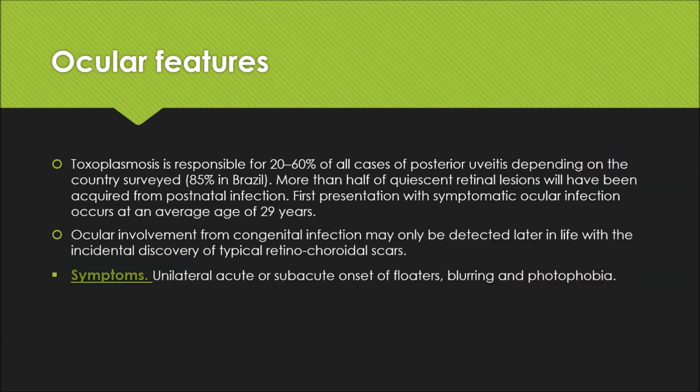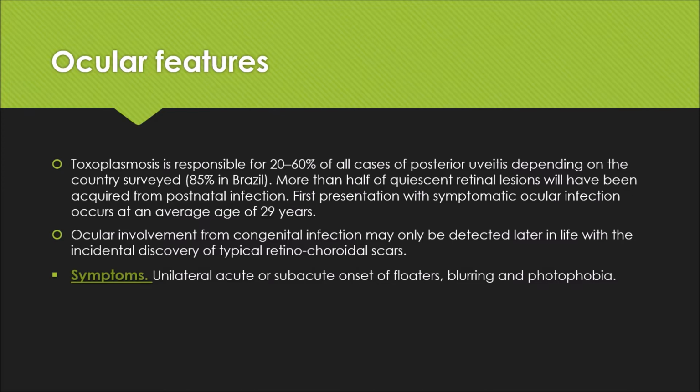Toxoplasmosis is responsible for 20 to 60% of all cases of posterior uveitis, depending on the country surveyed. For example, 85% in Brazil. More than half of the quiescent retinal lesions will have been acquired from postnatal infection. Reactivation of a previously inactive cyst-containing scar is the rule in the immunocompetent, although many represent new infection.